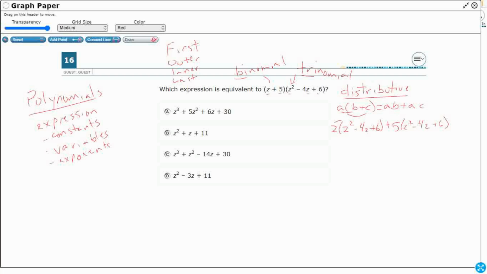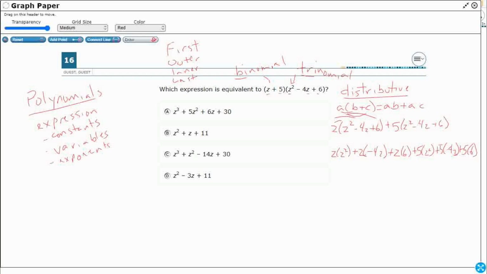Now I need to do the distributive property again, right? So z times z squared. And then I've got this z times minus 4z, and z times 6, right? Then I need to go and do that same thing. I've got a plus 5 times each of these: z squared. And then I've got a plus 5 times minus 4z. And then a plus 5 times plus 6.